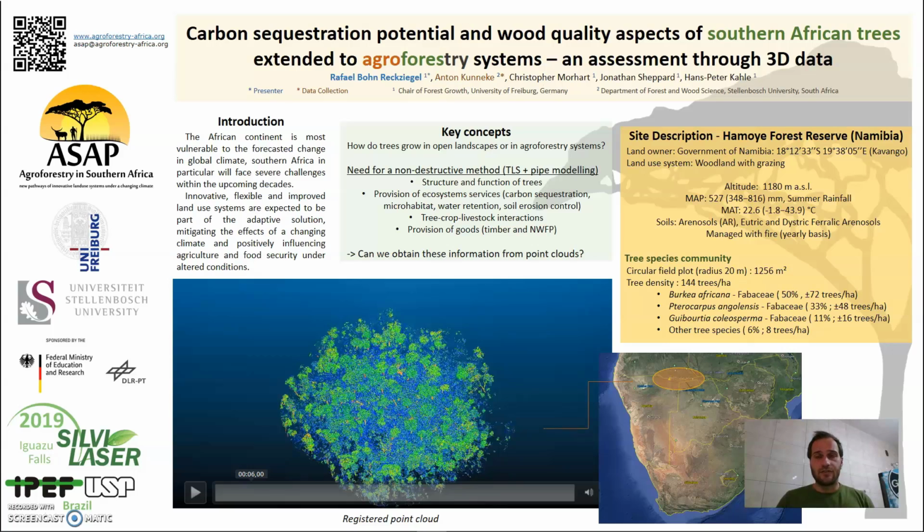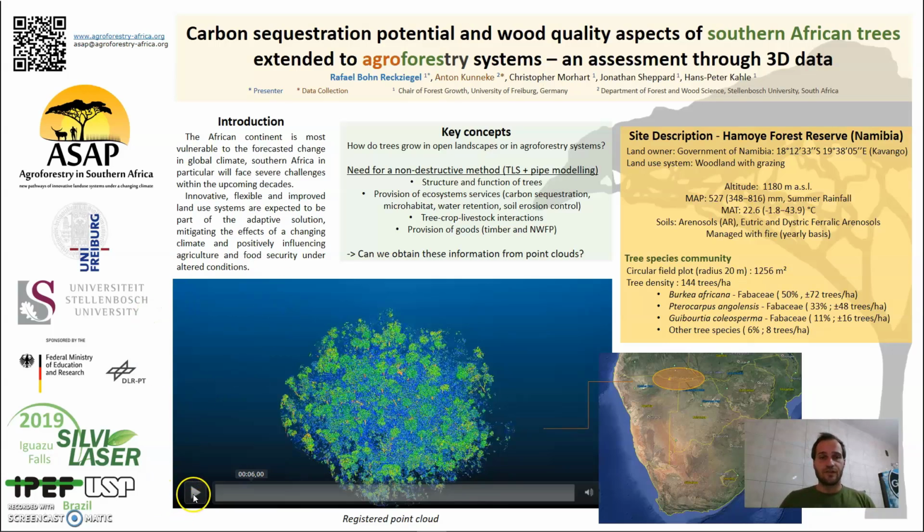We are working in Southern Africa with agroforestry systems and we would like to know everything about the trees in these landscapes. Therefore, we should go for non-destructive methods such as terrestrial laser scanner, coupled with cylinder fitting algorithms. We would like to explore everything about the structure and function of trees in these landscapes, such as the provision of ecosystem services, tree-crop livestock interactions, and the simple provision of goods such as timber and non-wood forest products.